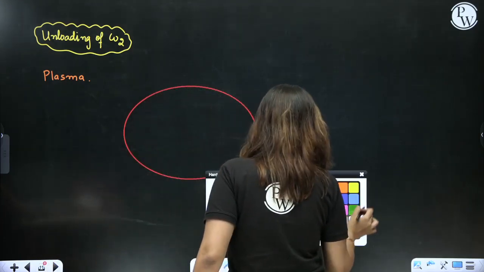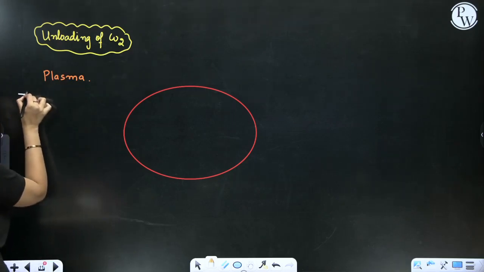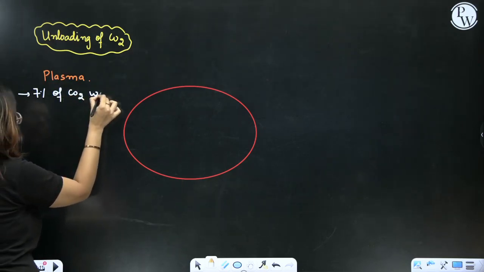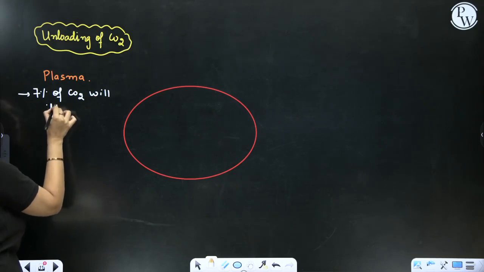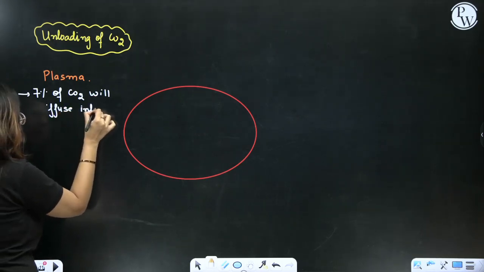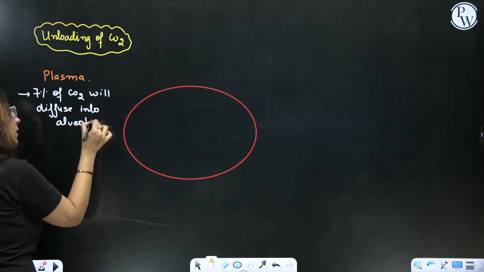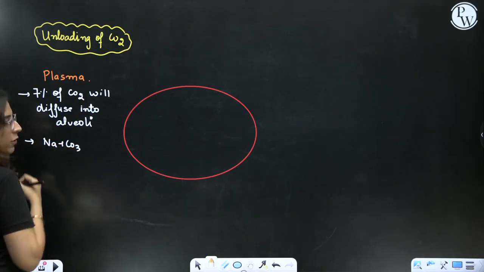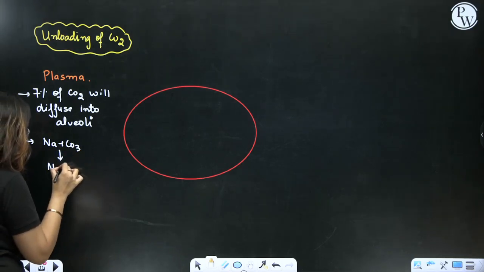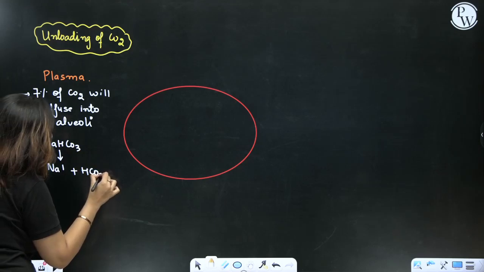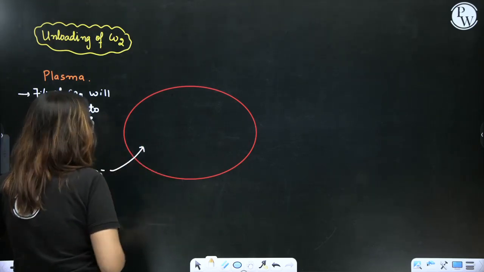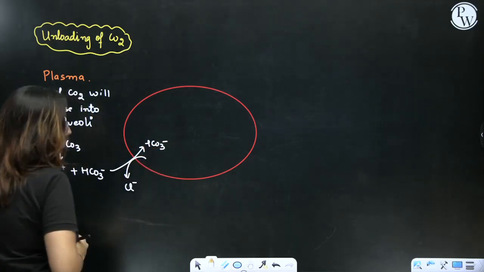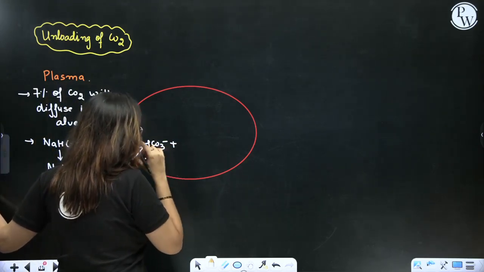So at the alveoli level, what will happen? The first thing is, you should know the 7% of carbon dioxide will diffuse into the alveoli. Clear? Second thing which is present is NaHCO3. You remember, this was there in plasma. This will dissociate into Na+ ion plus HCO3-. Now this HCO3- will go inside the RBC, and in replacement of this, the chloride ion will come out.